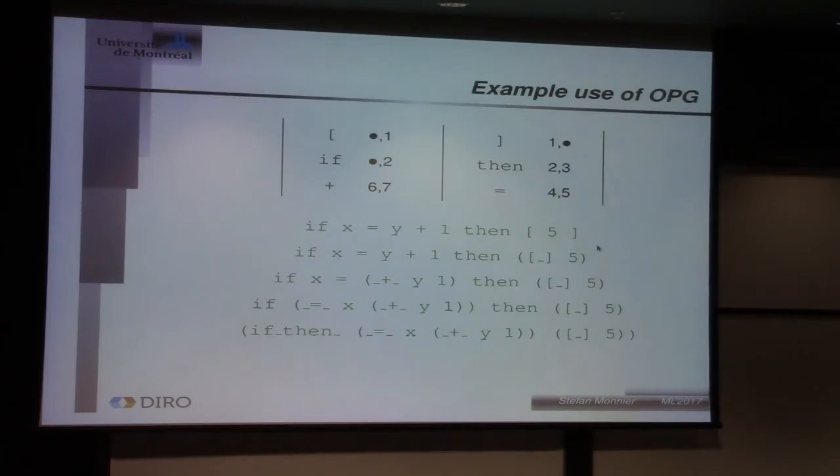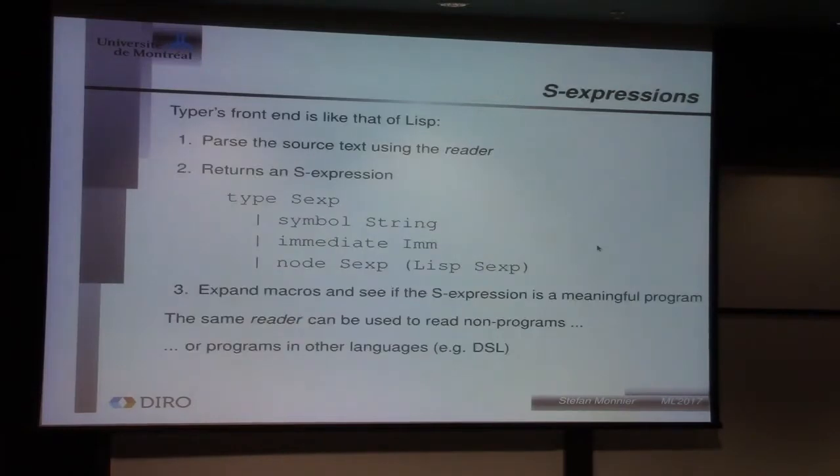So here again, it works very straightforwardly. Now, how do I use this in Typer? Well, the front end of Typer is structured like that of LISP, which means that the source is processed by a reader, which just returns what I call an S expression. Some other people call the S expression the textual representation. Here I use it strictly to talk about the internal representation of the structure.